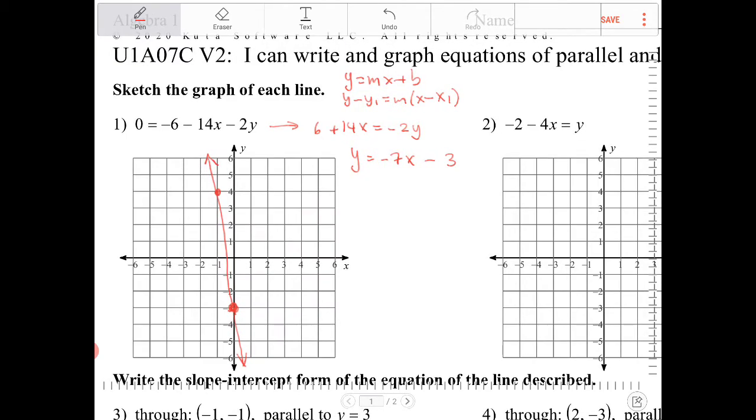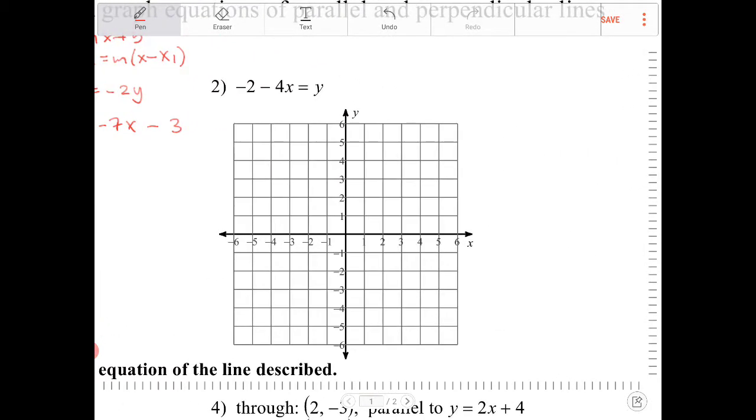You only need 2 points when you're graphing a line, but you want to try your best to draw the line so that it is somewhat collinear. Okay? All right. Let's take a look at the next one here.